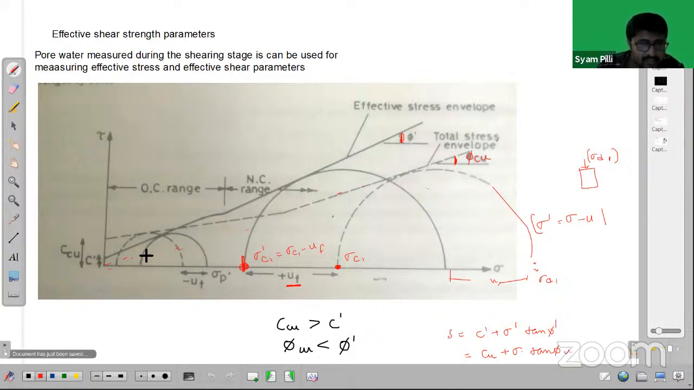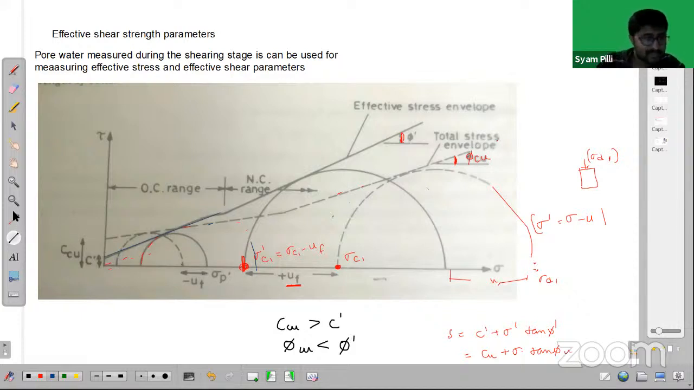So you have total stress circles, something like this, which are touching this failure envelope. And if you convert all the total stress circles into effective stress circles, you will get effective stress Mohr circles on the right side. Which are touching the solid line. So all the effective Mohr circles touch this solid line. This is the line to which the circles are touching, right?